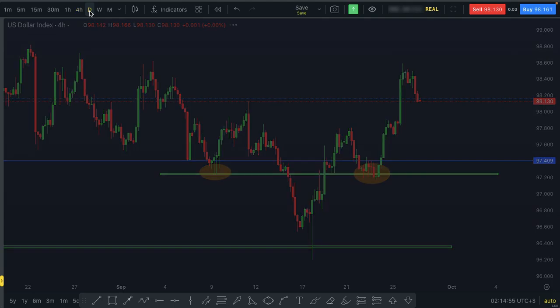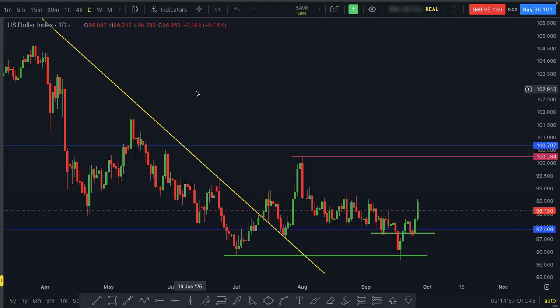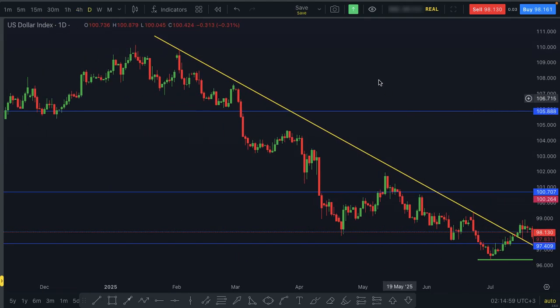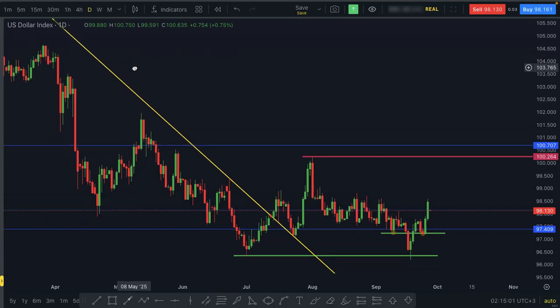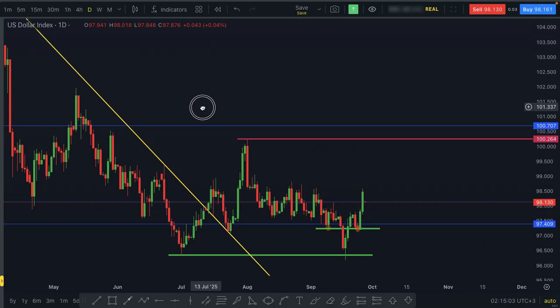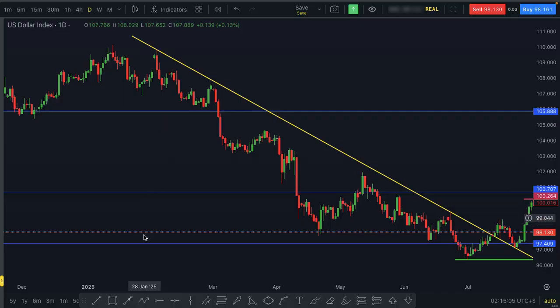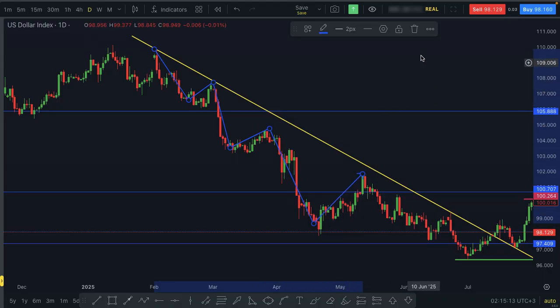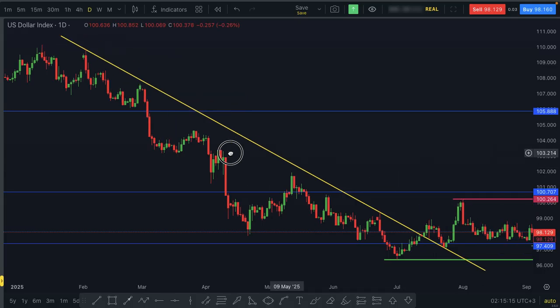So currently, let's first go to the daily time frame, to see where exactly the market stopped or headed to. You're seeing that the market was creating a series of lower lows and lower highs, lower lows and lower highs, lower lows and lower highs. That's basically a downtrend.